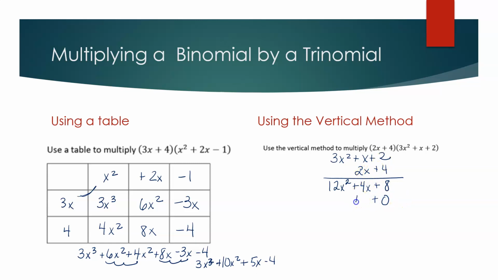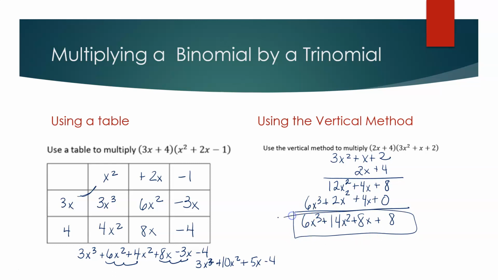2x times 2 is 4x positive. 2x times x is 2x squared. And then 2x times 3x squared is 6x cubed. Now you're going to add them down. So I have 8, 4x, 12x squared plus 2x squared is 14x squared, 6x cubed. This is a way that you won't have to combine all those terms. So I have 6x cubed plus 14x squared plus 8x plus 8.